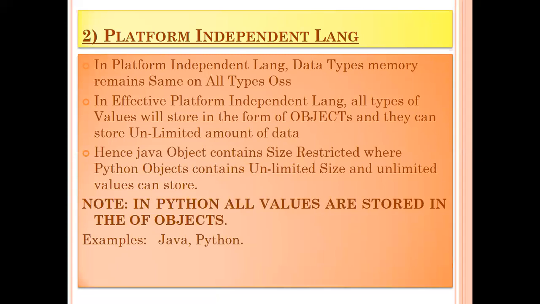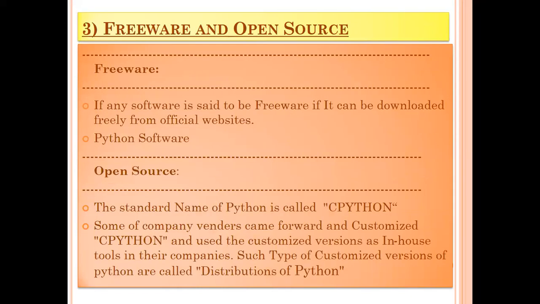Why? Because its data types' memory remains the same for all the OSs. And in a Python program, all the values are stored in the form of objects. Third is freeware and open source. What do we understand by freeware? It means it can be freely downloaded from its official website. Any software which is freely downloaded from its official website is known as freeware. Now we talk about open source.